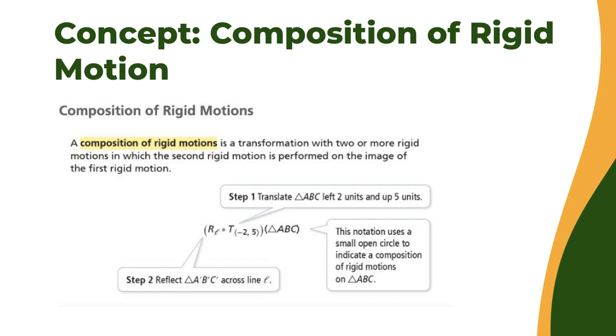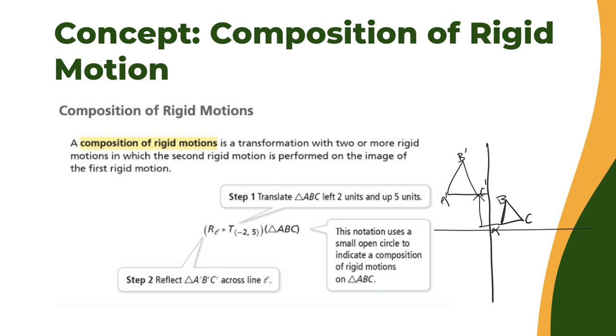So let's say I'm going to translate this triangle. Here's a triangle. I'm going to move it so that I go left 2 and up 5. So back 2, up 5. And my new triangle is going to be here. So if this was A, B, C, this is A prime, B prime, C prime.